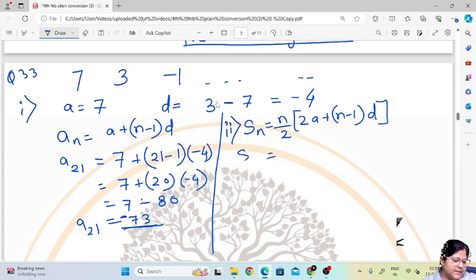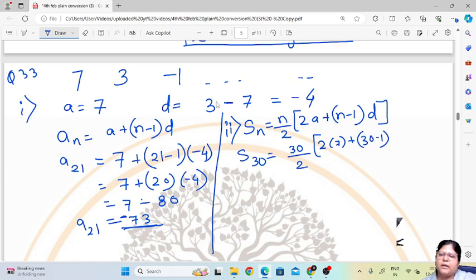So S30 they are asking. S30 equals, that means the n value is 30. Rest all, the a and d values, remain the same. 30 upon 2 bracket 2 multiplied by 7 plus n minus 1, which means 30 minus 1, and bracket close, d. d is minus 4. Bracket close.